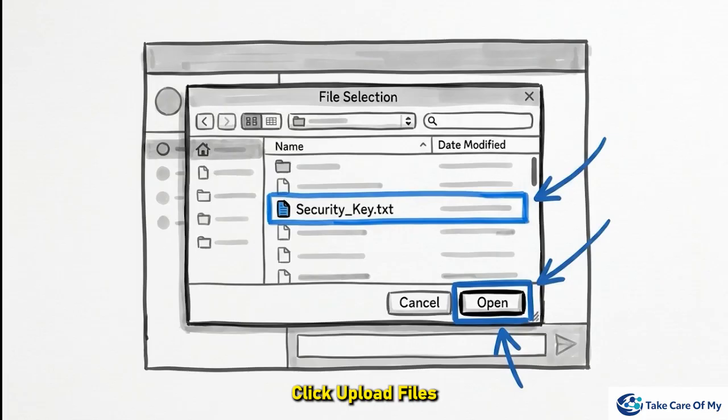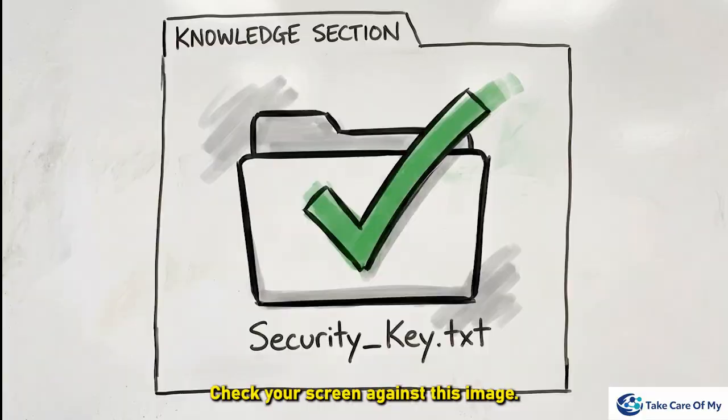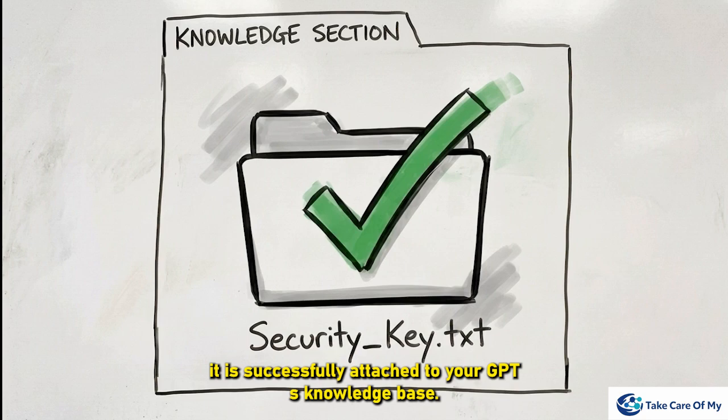Click Upload Files and select the security knowledge file you saved to your desktop earlier. Check your screen against this image. The file must appear with a green check mark to confirm it is successfully attached to your GPT's knowledge base.